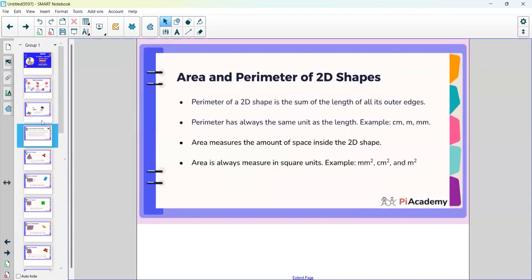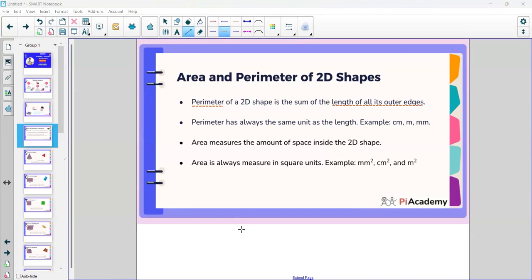Here we have area and perimeter of 2D shapes. First of all, what is the perimeter of a shape? Can anyone help me answer? It's written over here: it's the sum of the lengths of all its outer edges. What do we mean by outer edges? Yes, Ryan, can you talk a bit about perimeter? Perimeter is if you find out the lengths of all the sides and then you add them up together to find the perimeter.